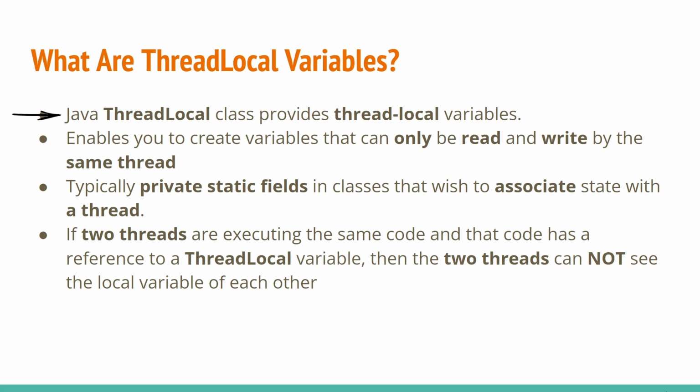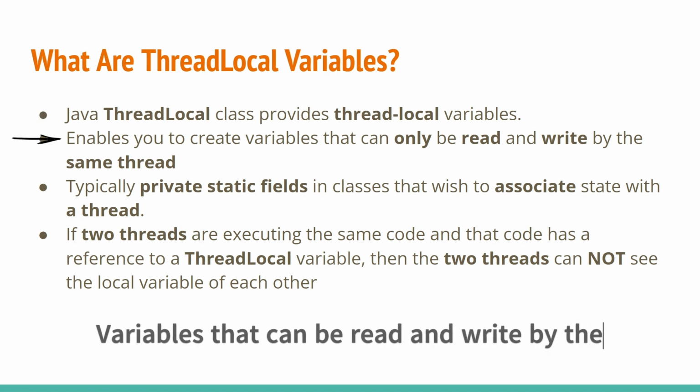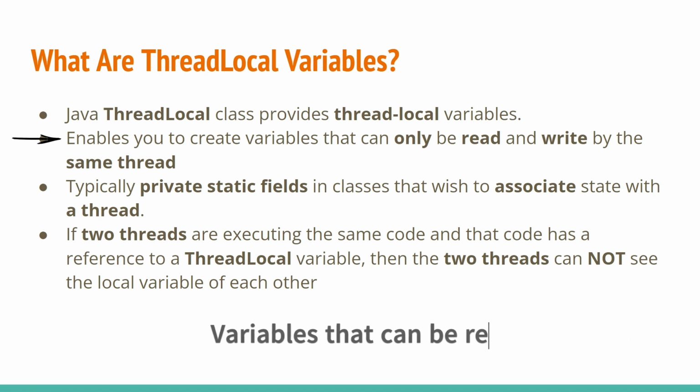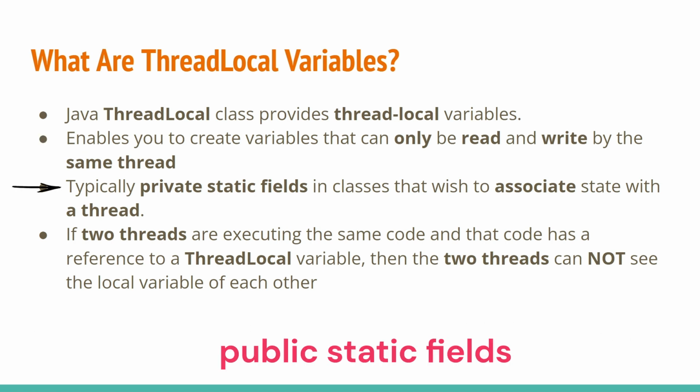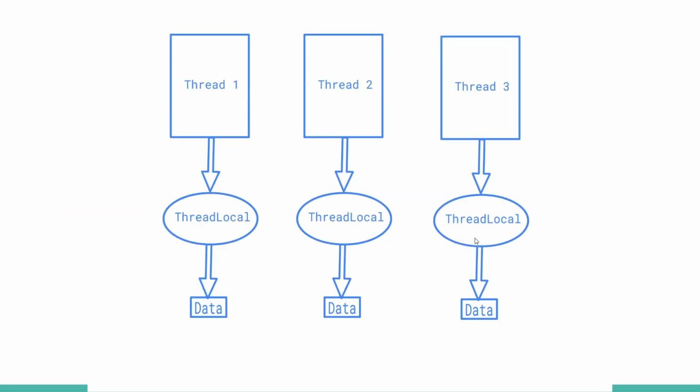Java's ThreadLocal class provides thread local variables. It enables you to create variables that can only be read and written by the same thread. ThreadLocal instances are typically private static fields in classes that wish to associate state with a thread. You can look at the diagram and see how a thread local variable is associated with each thread.